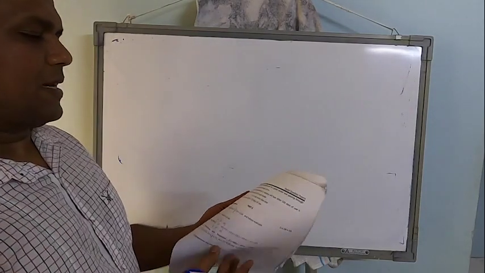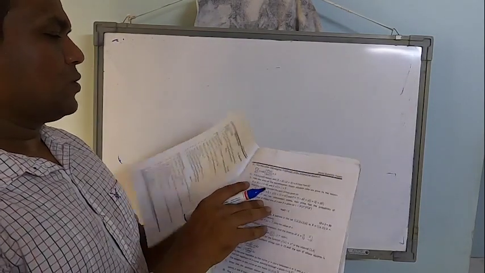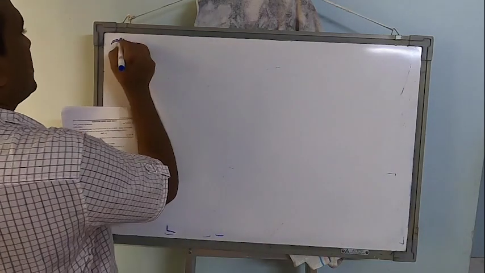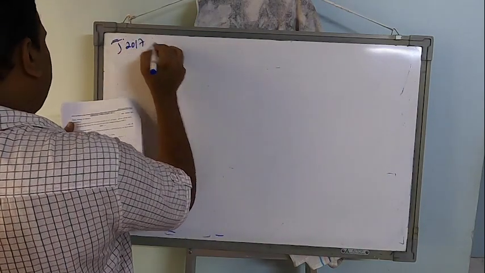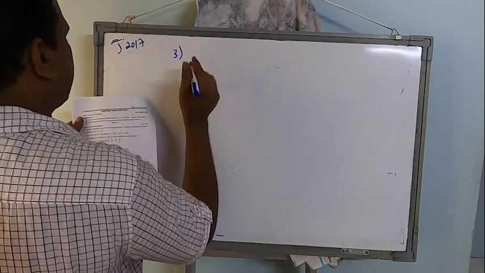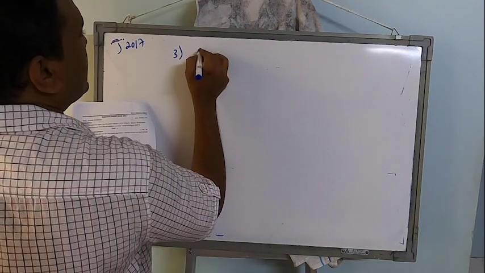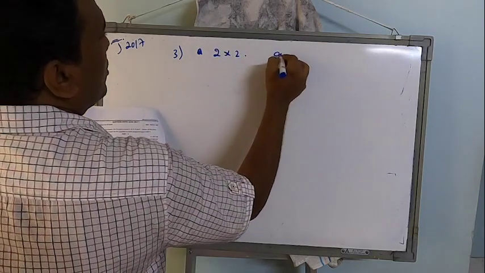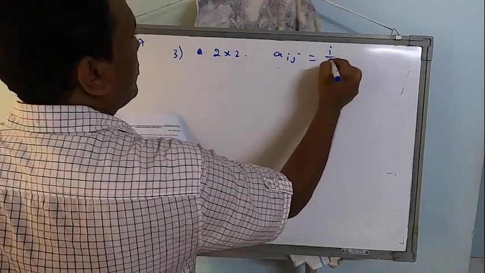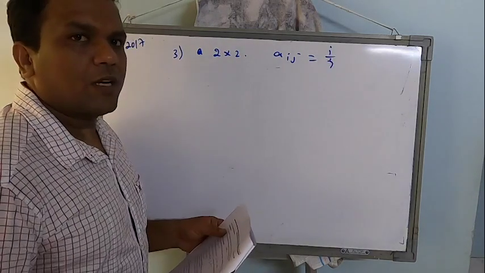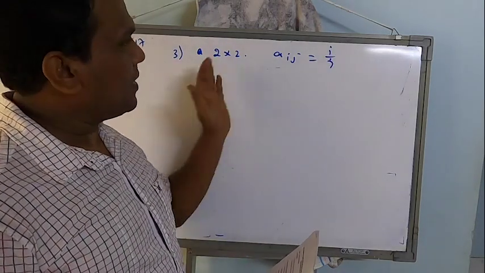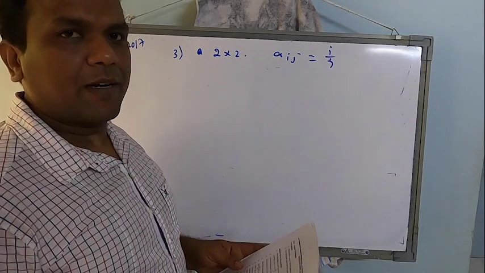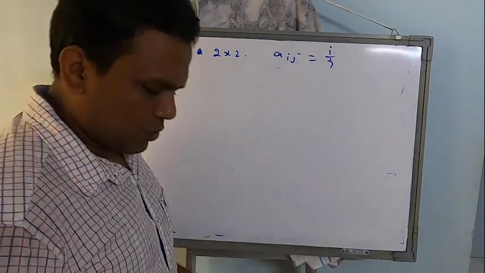So let's see what happens in the next year. That's June 2017 now. June 2017, problem number 3, the same thing as the previous one. Construct a 2 cross 2 matrix where Aij is equal to i by j. In the March examination the same problem is there, and even in the supplementary examination the same problem.